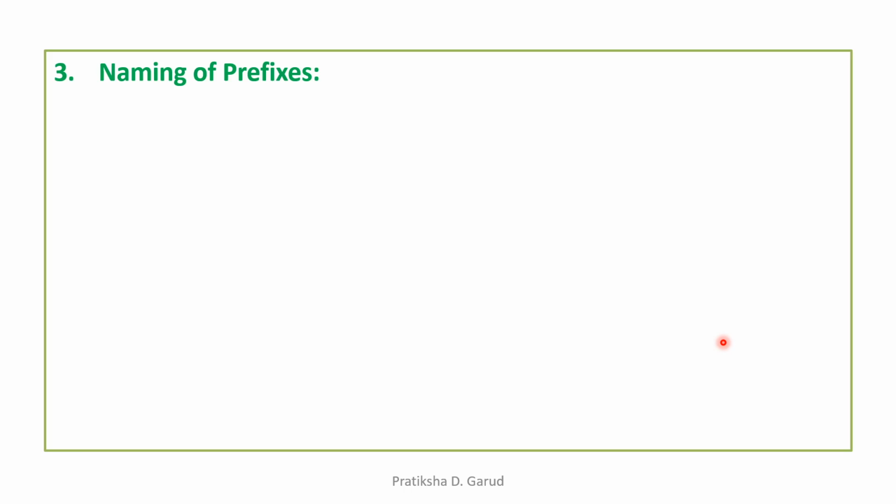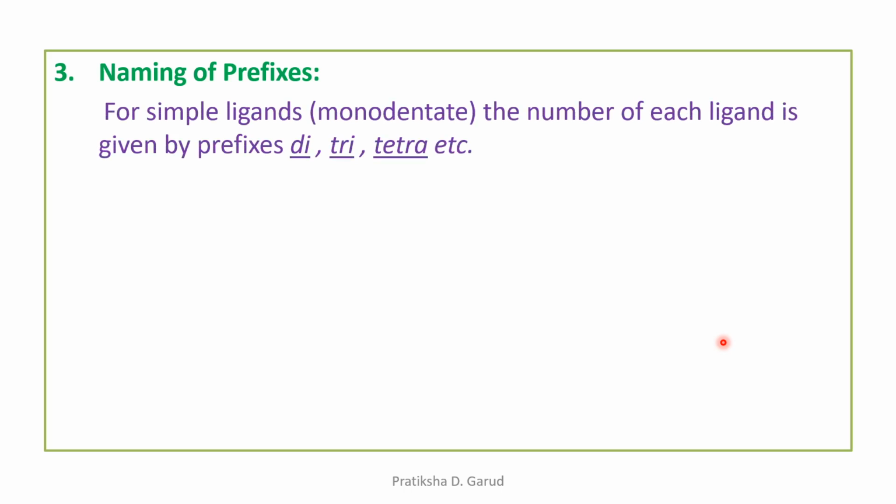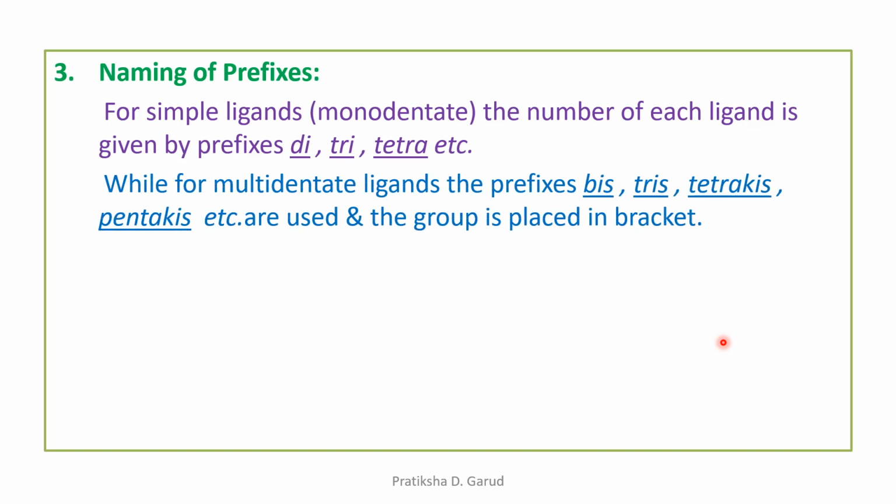Okay. Then further, the third IUPAC rule is the naming of prefixes. For simple ligands, that means the monodentate ligands, the number of each ligand is given by prefixes such as di for 2 ligands, tri for 3 ligands, tetra for 4 ligands, etc. Right? While for the multidentate ligands, prefixes such as bis for 2, tris for 3, tetrakis for 4, pentakis for 5 are used and the group is placed in the bracket, right?